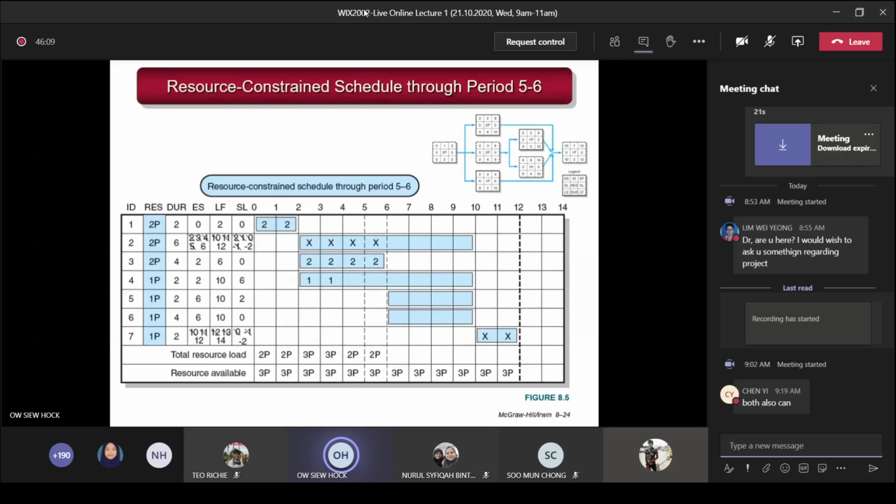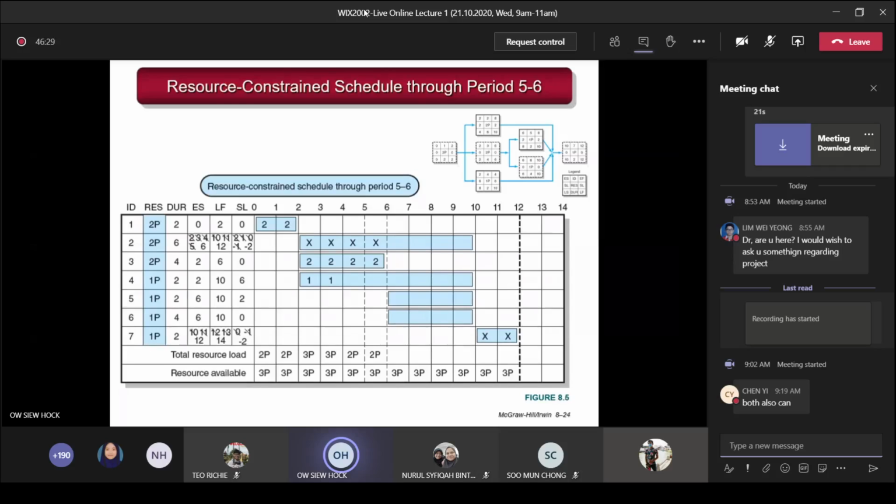So you update activity 7 again. The early start, which just now was delayed to 11, now becomes 12. The late finish, which just now was 13, is cut again and becomes 14. So the slack, which was -1, is now increased to -2. Okay, so next you move on to period 6 to 7.